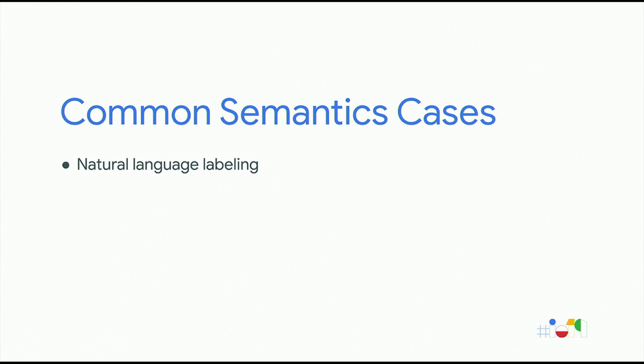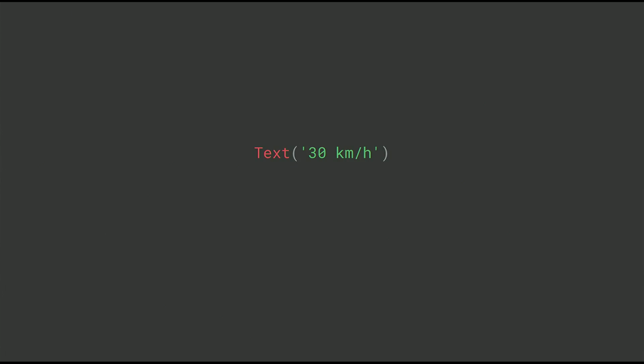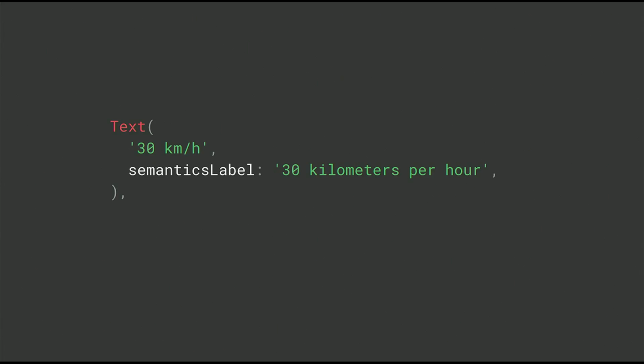The first thing is to make sure your UI has natural-sounding semantics labeling. People with visual impairments often use screen readers to reinterpret what's on the screen into sound or braille. But if it isn't given enough information, it could end up being a confusing experience. For example, if you ask the screen reader to inspect this widget, it would probably say 30 km/h. What we want it to say is 30 kilometers per hour. No problem. Set the semantics label field on the text widget to say something clearer.